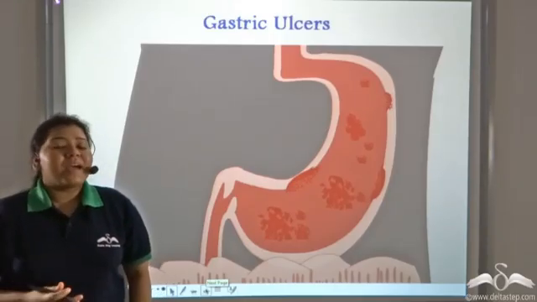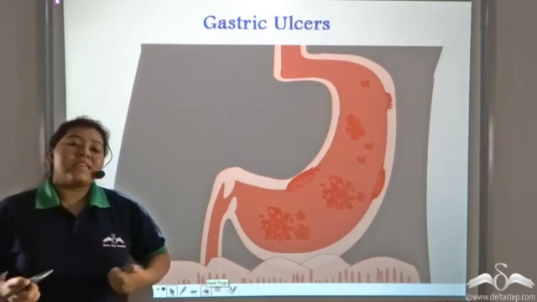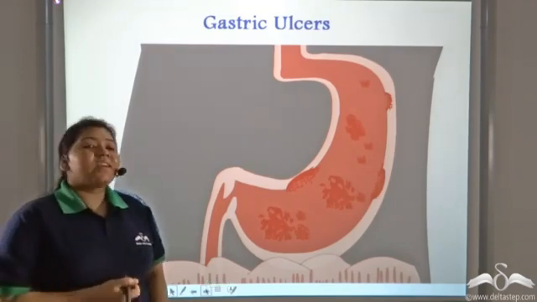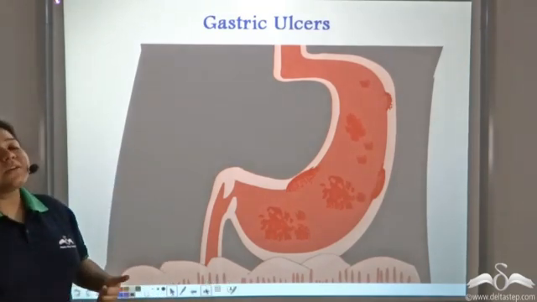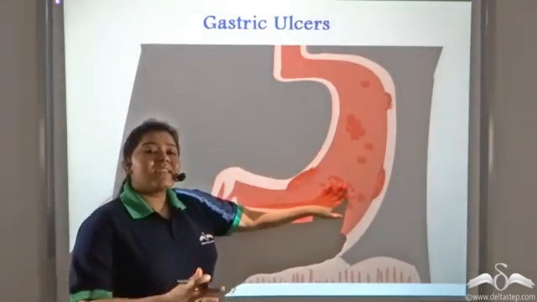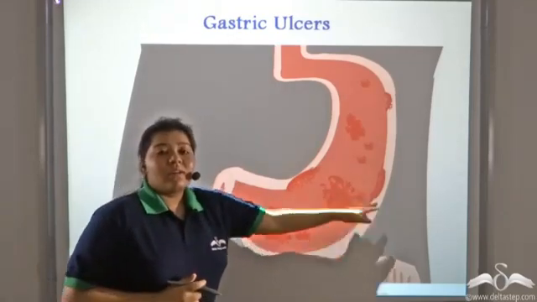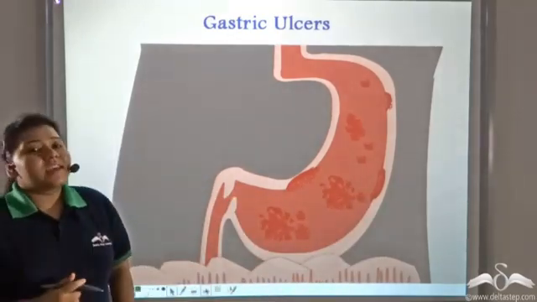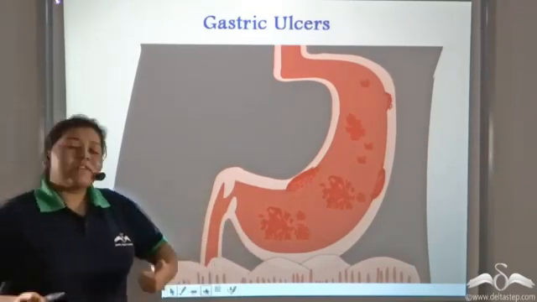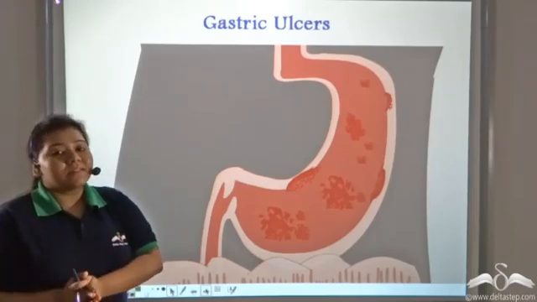Now, many of you might have heard about gastric ulcers, which cause immense pain in the stomach. These gastric ulcers are formed because the HCl secreted in the stomach causes damage to the stomach wall. How does this HCl come in direct contact with the stomach wall, even though there is a mucus layer in between?